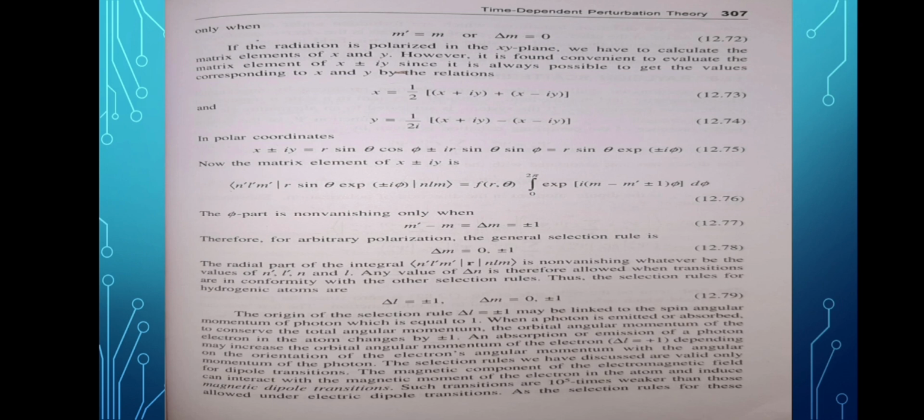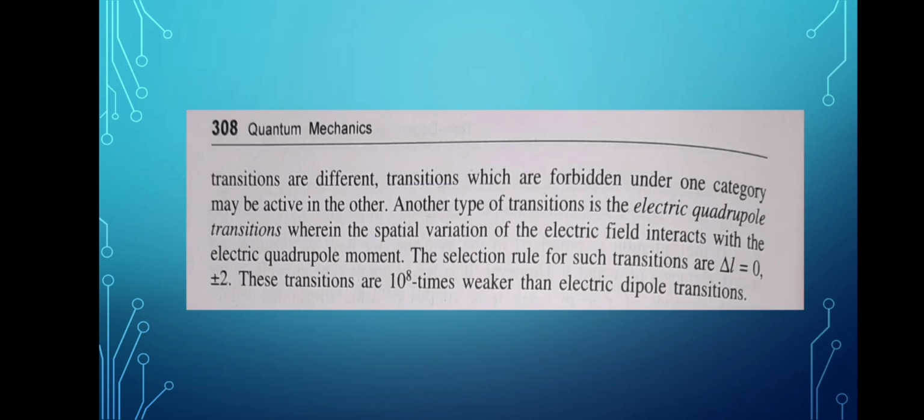The selection rules we have discussed are valid only for dipole transitions. The magnetic component of the electromagnetic field can interact with the magnetic moment of the electron and induce magnetic dipole transitions. Such transitions are 10 raised to 5 times weaker than those allowed under electric dipole transitions. As the selection rules for these transitions are different, transitions which are forbidden under one category may be active in the other.